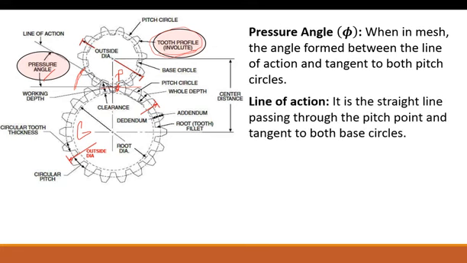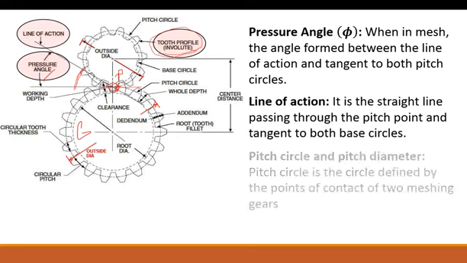Again, speaking of the line of action, it's simply defined as the straight line passing through the pitch point and tangent to both base circles. So here we have this area, which is just the pitch point, and where that contacts is the line of action. Again, that's dictated by, or tied in with, the pressure angle. And that line, there we go, the line of action.